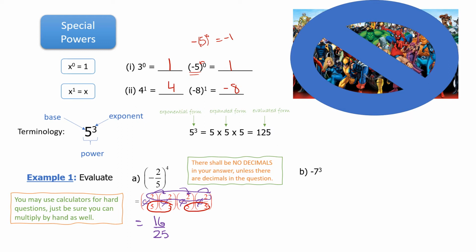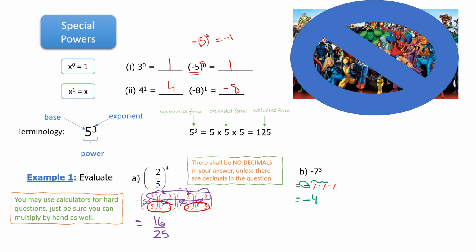Next question, B, -7 to the power of 3. What is the exponent touching? Be careful. It's touching the 7. And the 7 is not in a bracket with a negative, so the negative doesn't get repeated. Only the 7 gets repeated 3 times. So again, what is 7 times 7? First of all, our answer is going to be a negative. We only have one negative, so our answer is going to be a negative. And then 7 times 7 is 49.